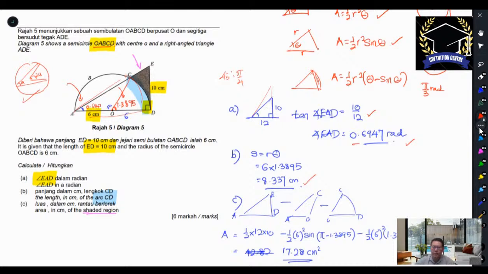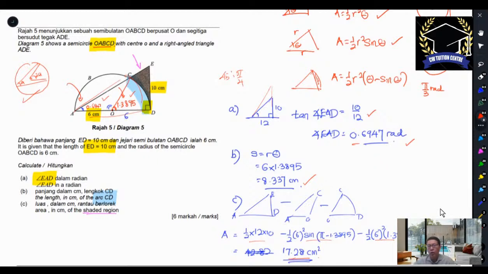So part C, I'm using the triangle minus the sector. So everything is correct. So I get this answer. Yeah, should be safe. All right. Then how much is it? 6 marks. Yeah, easily. So let's move on to the next one.